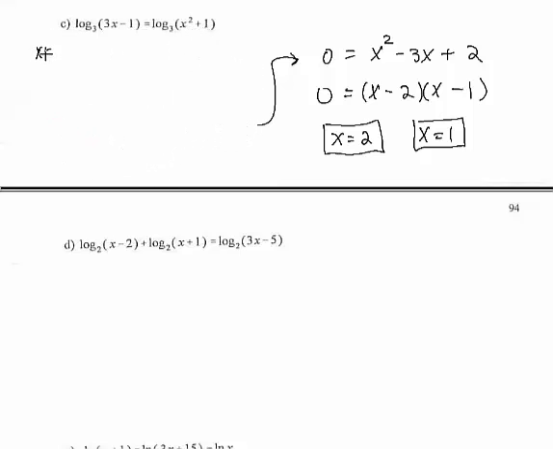For x equals 1, we get log 3 of 3 times 3 minus 1 on the left. And then on the right we get log 3 of 1 squared plus 1. The left would be log 3. 3 times 1 is 3. Subtract 1, we get 2. And on the right we have 1 squared, which is 1, plus 1 gives us 2. And so the two sides are equal, and x equals 1 checks out.